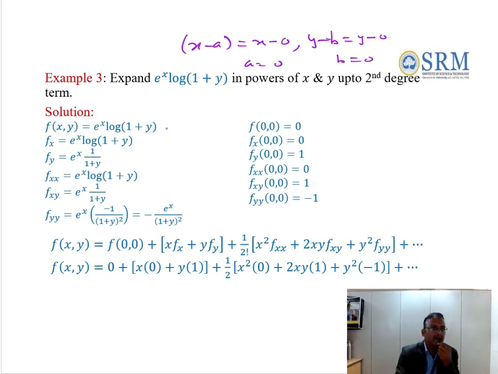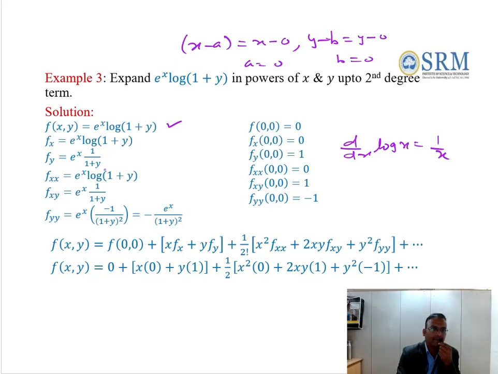So, what is f of x comma y? F of x comma y is e power x into log of 1 plus y. And if we differentiate this partially with respect to x, and we are treating log of 1 plus y as a constant, see, therefore, we are getting e power x into log of 1 plus y. And if we differentiate f partially with respect to y, we are keeping e power x as a constant, and the derivative of log x, what is the formula? D by dx of log x is 1 by x.